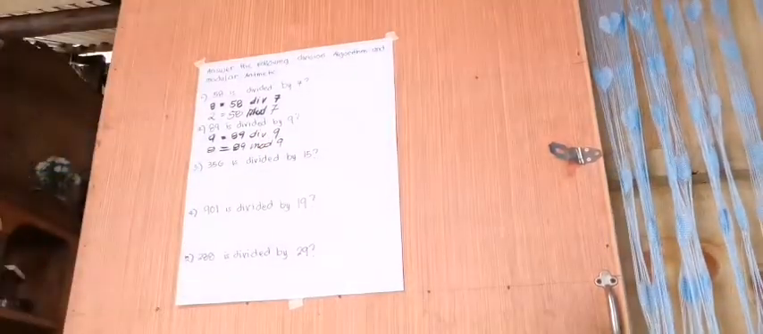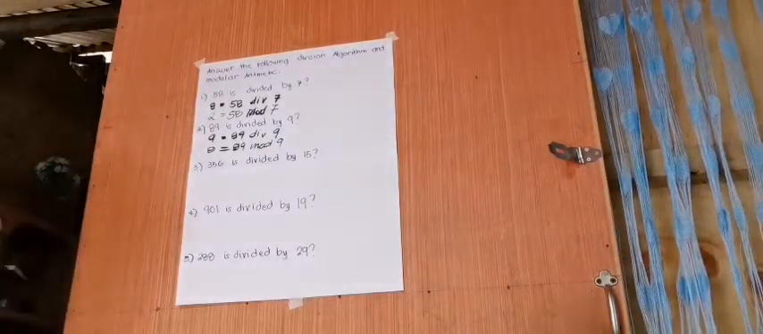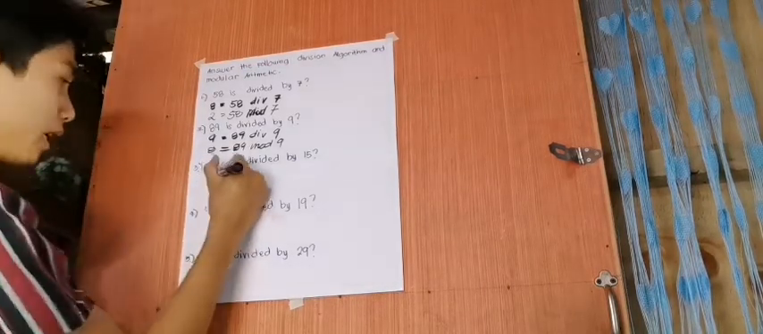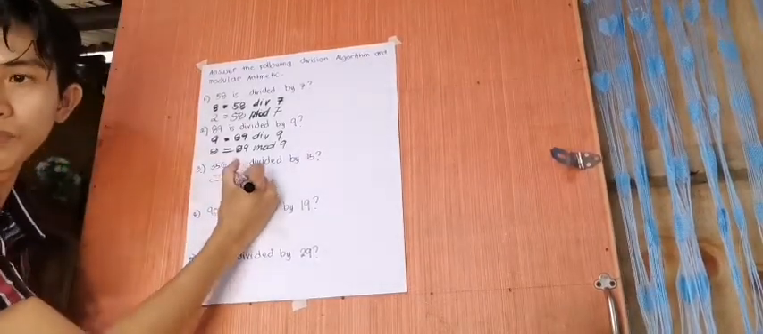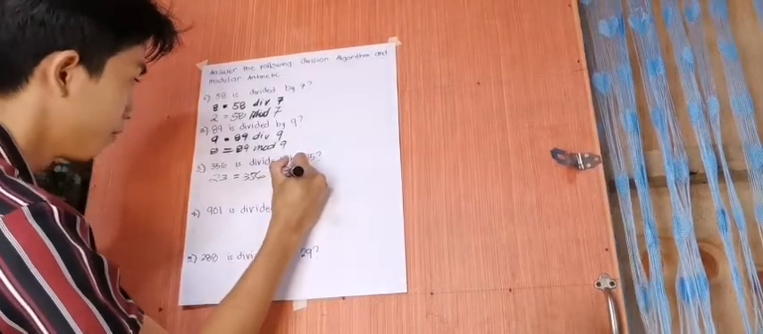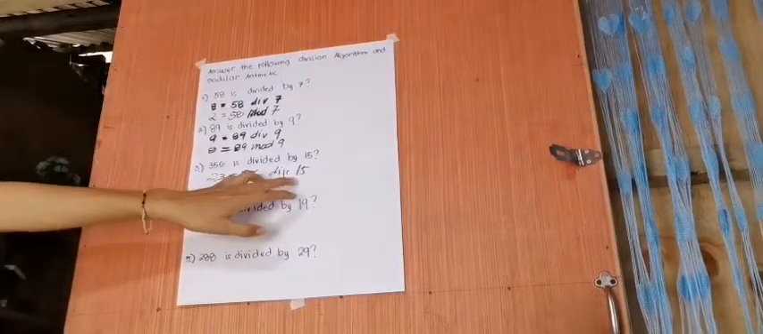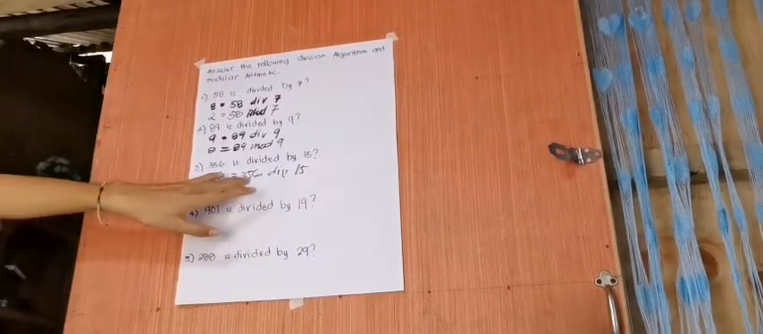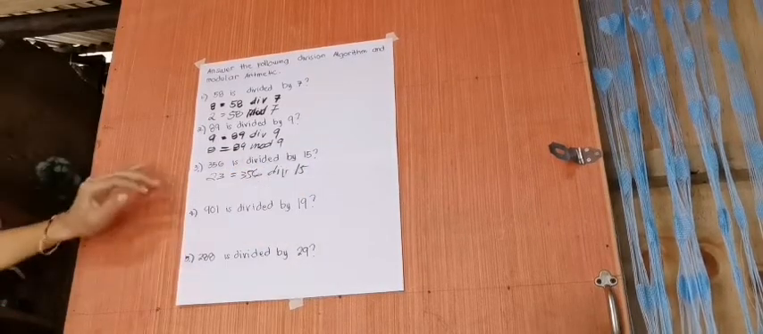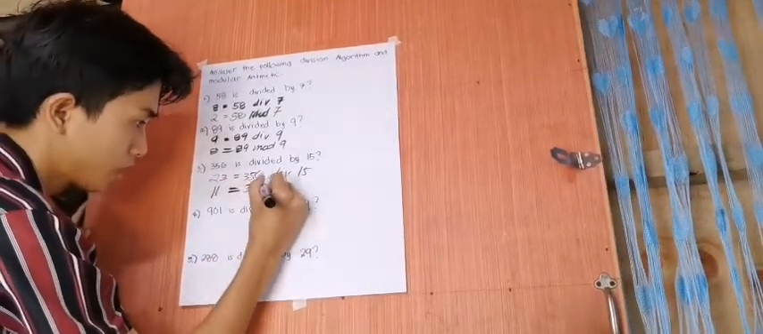So next is 356 is divided by 15. The answer is 23. So 23 equals 356 div 15. Then 23 times 15, you need to subtract that answer from 356, and you will get the answer of 11. So 11 equals 356 mod 15.